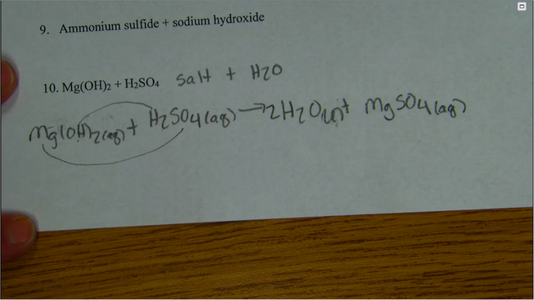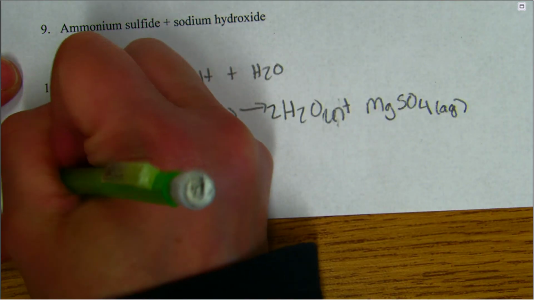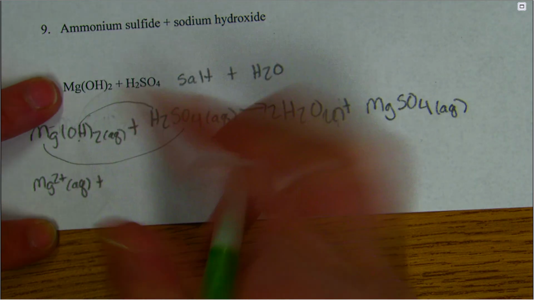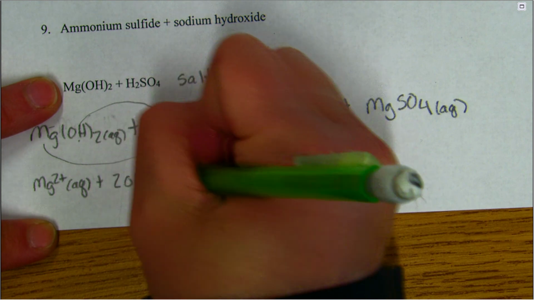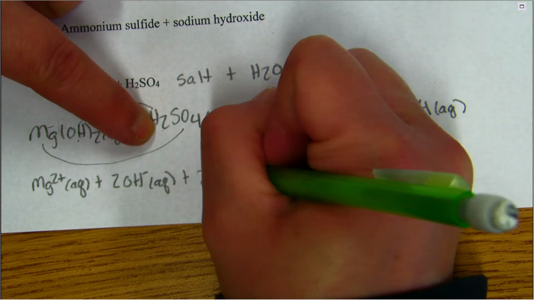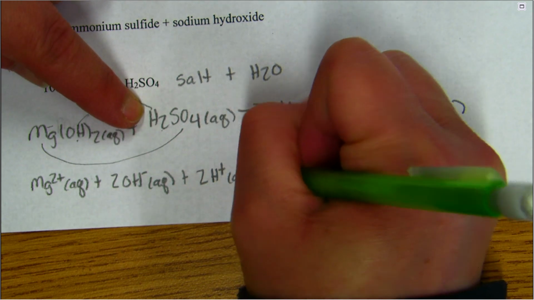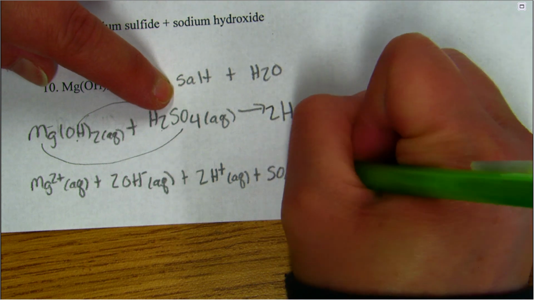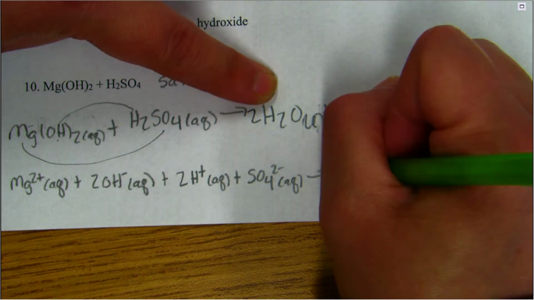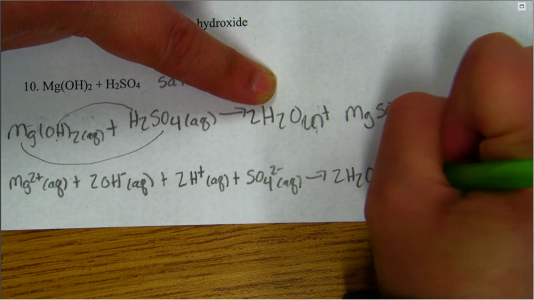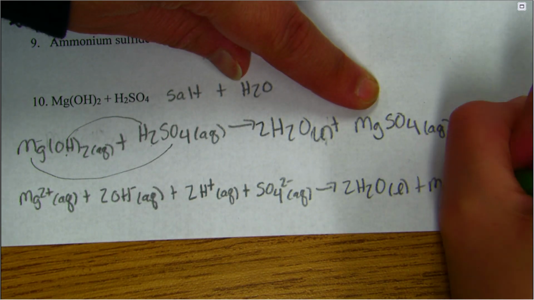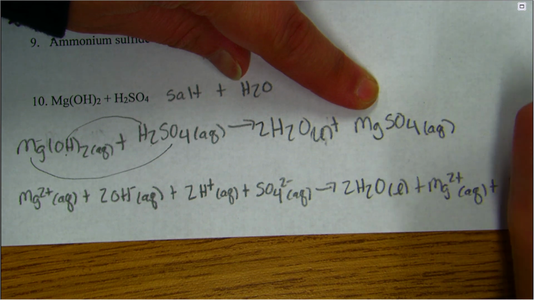So my next step is I'm going to break all my aqueous apart. I have 2 hydroxides, my friends. Be careful. Plus, I have 2 hydrogen ions. Plus, I have a sulfate ion. Solids, liquids, and gases never get broken apart. This is a liquid, so we write as is, but I can break apart my magnesium sulfate into magnesium and sulfate.